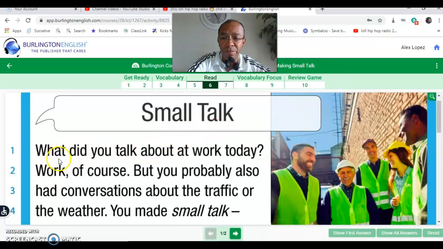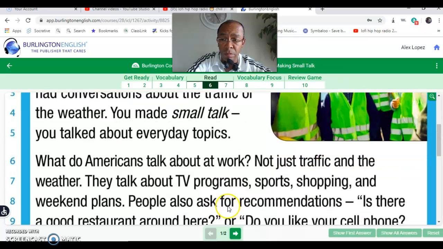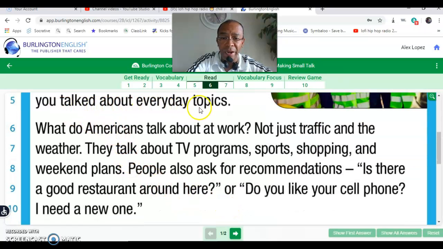Small talk. What did you talk about at work today? Work, of course, but you probably also had conversations about the traffic or the weather. You made small talk. You talk about everyday topics. What do Americans talk about at work? Not just traffic and the weather. They talk about TV programs, sports, shopping, and weekend plans. People also ask for recommendations. Is there a good restaurant around here? Or, do you like your cell phone? I need a new one.